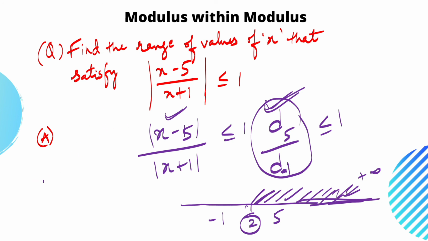So what is the range? The range is 2 comma infinity. 2 is inclusive, because at 2 the less than or equal condition is valid. You can check this: 2 minus 5 by 2 plus 1. From 2 to plus infinity, any value satisfies the condition. At 2 this is equal to 1, but for more than 2, it will be less than 1, because we are maximizing the numerator.